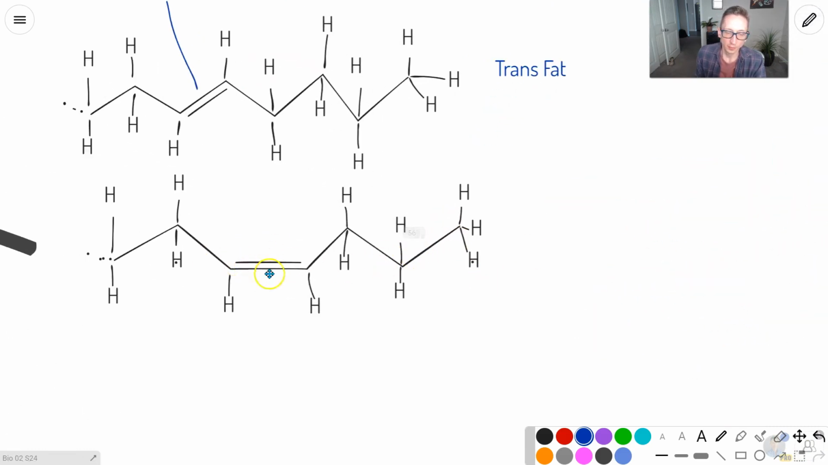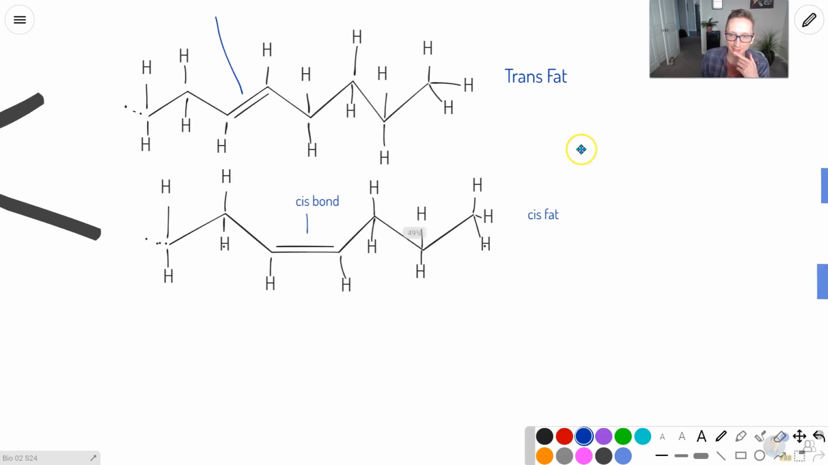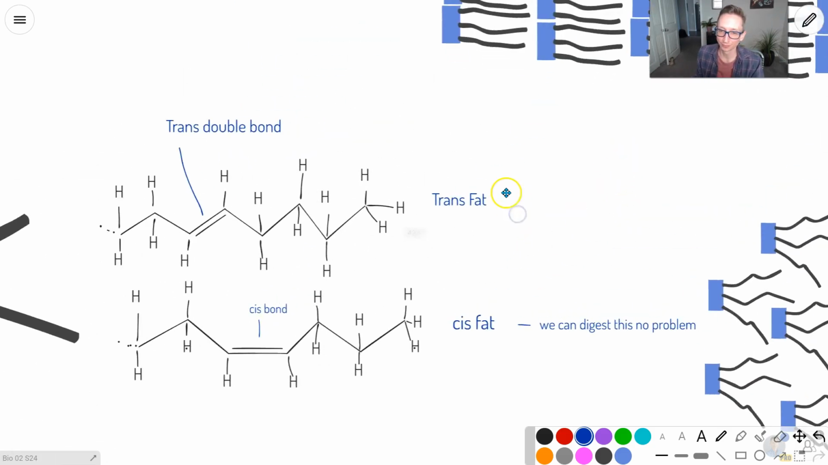This over here, the bond, the carbons are on the same side. It is cis. It's a cis bond. This is a cis fat. Okay, you don't often hear that, but you will often hear trans fat. Cis fats are okay, actually. A cis unsaturated fat, we can digest these. No problem. But a trans fat, bruh.